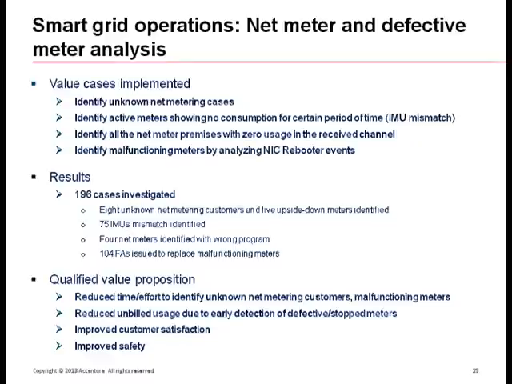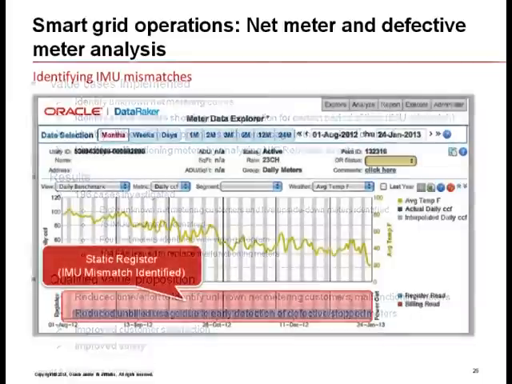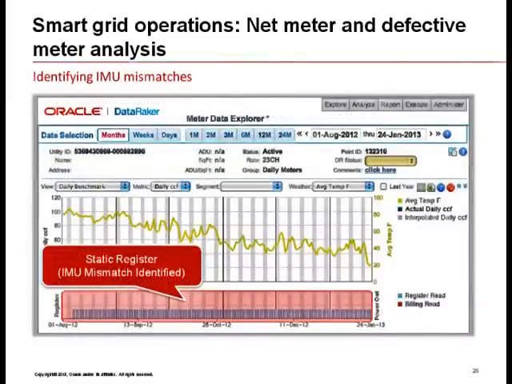Some of the value propositions we have seen are reduced cost to identify unknown net metering customers and malfunctioning meters, and reduced unbilled usage due to early identification of stopped and defective meters. Now, unbilled usage is a typical challenge for every utility, so this analysis can be very helpful to reduce the unbilled usage. Another value was improved customer satisfaction due to proactive identification and resolution of metering issues. So now we are more proactive to identify issues and resolve them, and improved safety by proactive identification of net metering customers. So this is an example of incorrect IMU installation on gas meters.